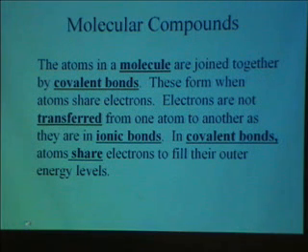The atoms in a molecule are joined together by covalent bonds. These form when atoms share electrons. Electrons are not transferred from one atom to another as they were in ionic compounds, but in covalent bonds, they share electrons to fill their outer energy levels and to become more stable.